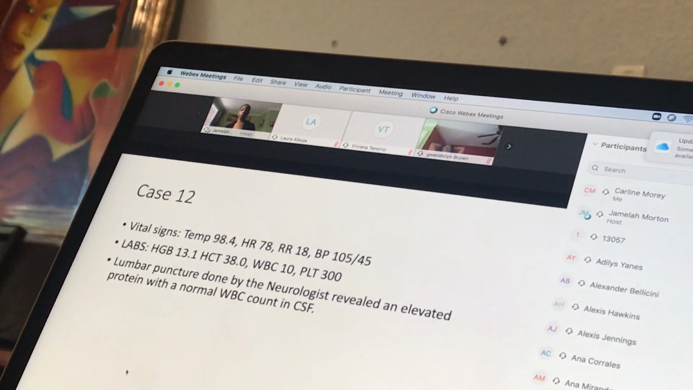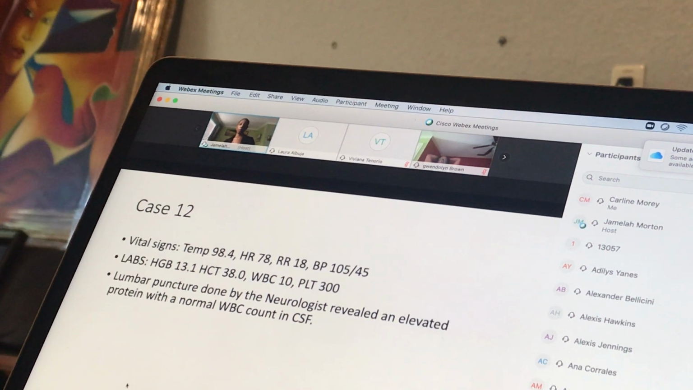Okay. Laura, is anything else? Someone was asking if you could repeat the difference between bacterial and viral meningitis.